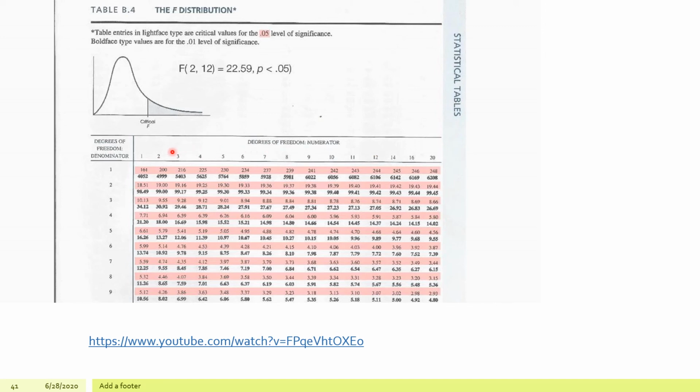For example, batch 23, this is the sample, batch 22, this is the sample. So this will be the degrees of freedom for different sample. So you watch this video in the link. You will come to know how to determine the critical value in ANOVA.